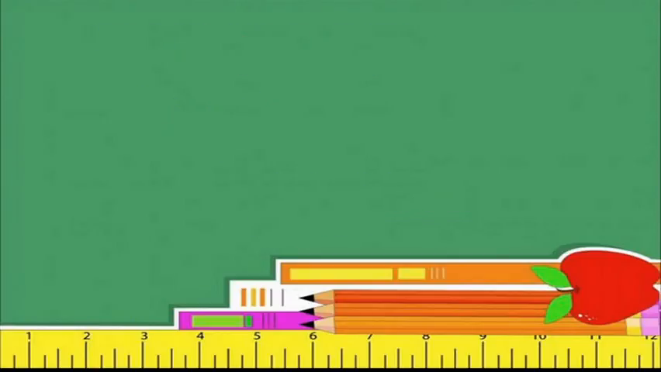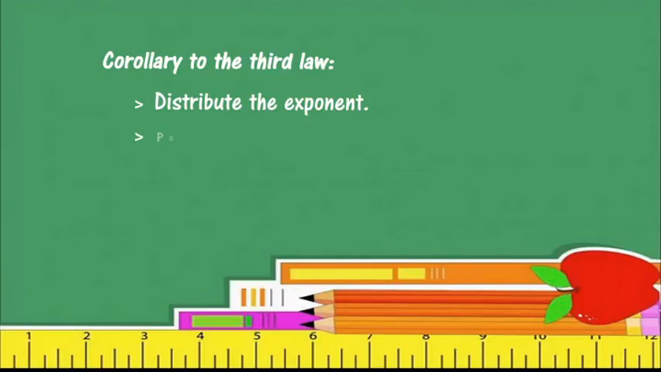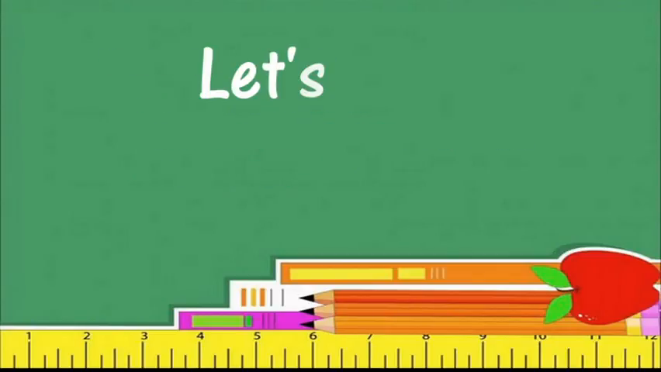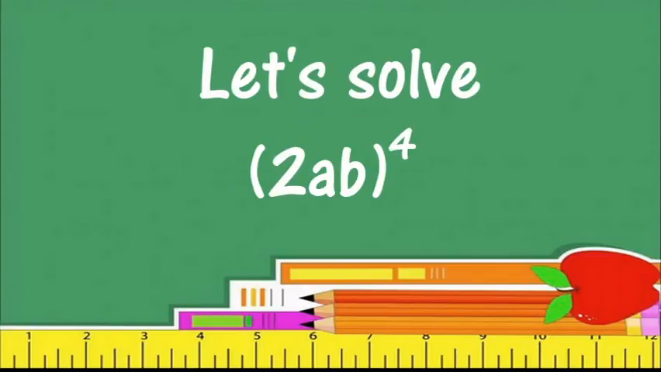Corollary to the third law: distribute the exponent. Power of a power, multiply the exponents. Simplify the expression. Let's solve (2ab) raised to 4.